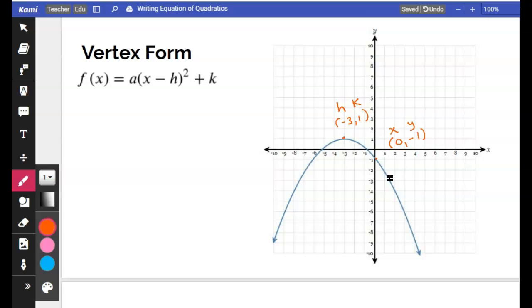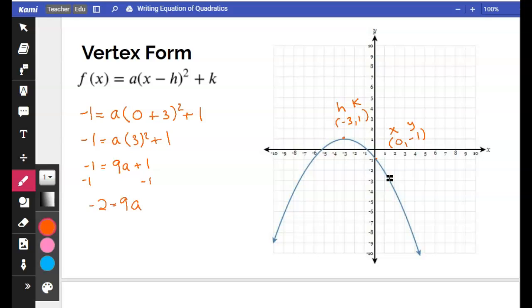Now it's just a game of substitution. Replace the y value with negative 1. Replace the x value with 0. The h value minus negative 3 makes that plus 3. And that k value is just 1. So that becomes 3 squared plus 1. 3 squared happens to be 9. Put the 9 in front of my a. Subtract 1.